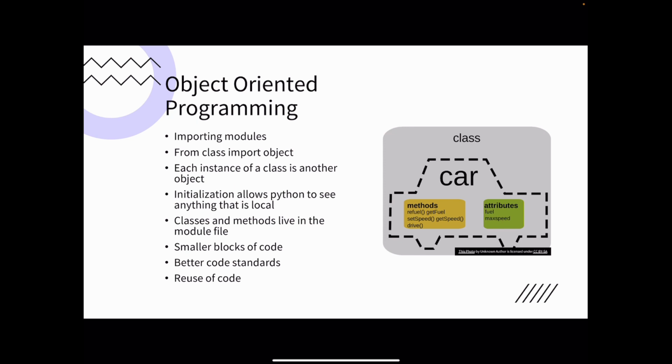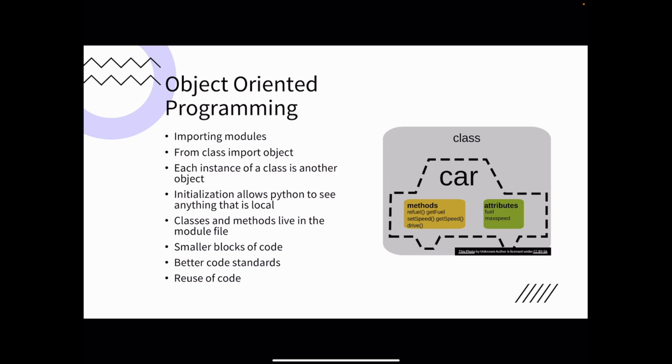So I could also say, from a module import a specific class or object. Each instance of the class is another object. So if I had 2 cars, that would be 2 separate objects because they would be representing 2 separate cars and more than likely would have very different attributes, things describing that object.